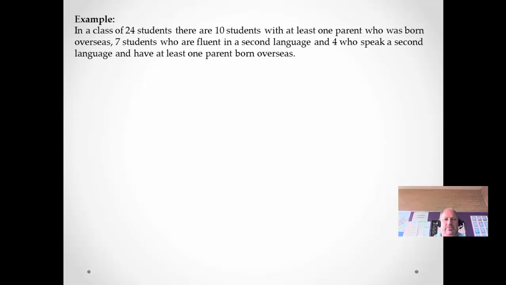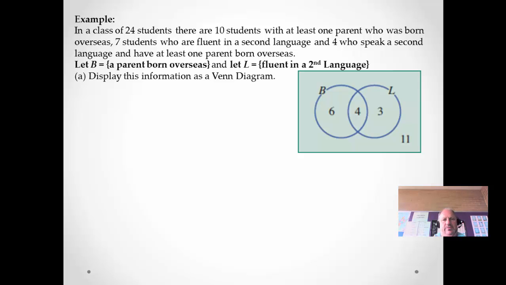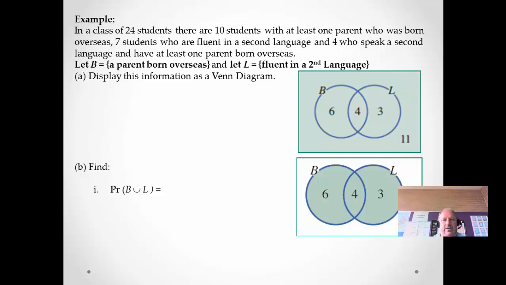Let's have a look at an example. Here's our same example of the parents born overseas and fluent in the second language. We've already done this Venn diagram a few times. Here we're asked to find the probability of B union L, which means everything in B and L. If you look at the Venn diagram, it's just the shaded areas in that second one. So we can simply add up the numbers there and we get 6 plus 4 plus 3 equals 13 out of 24. Or we could have done it by using the addition law.